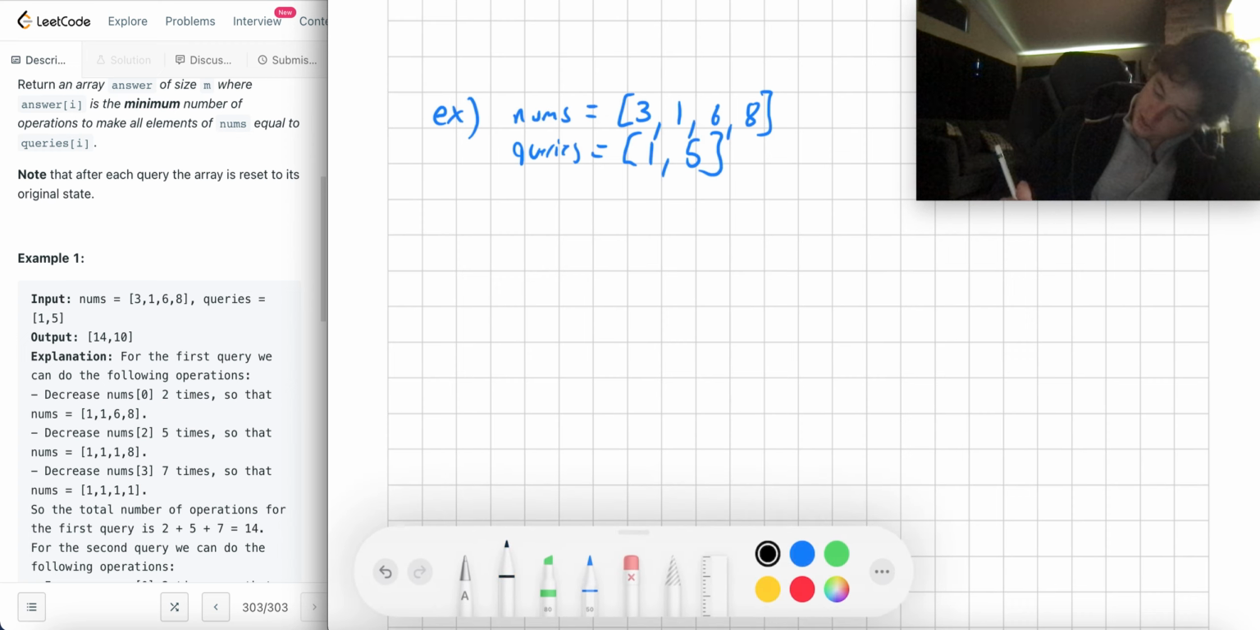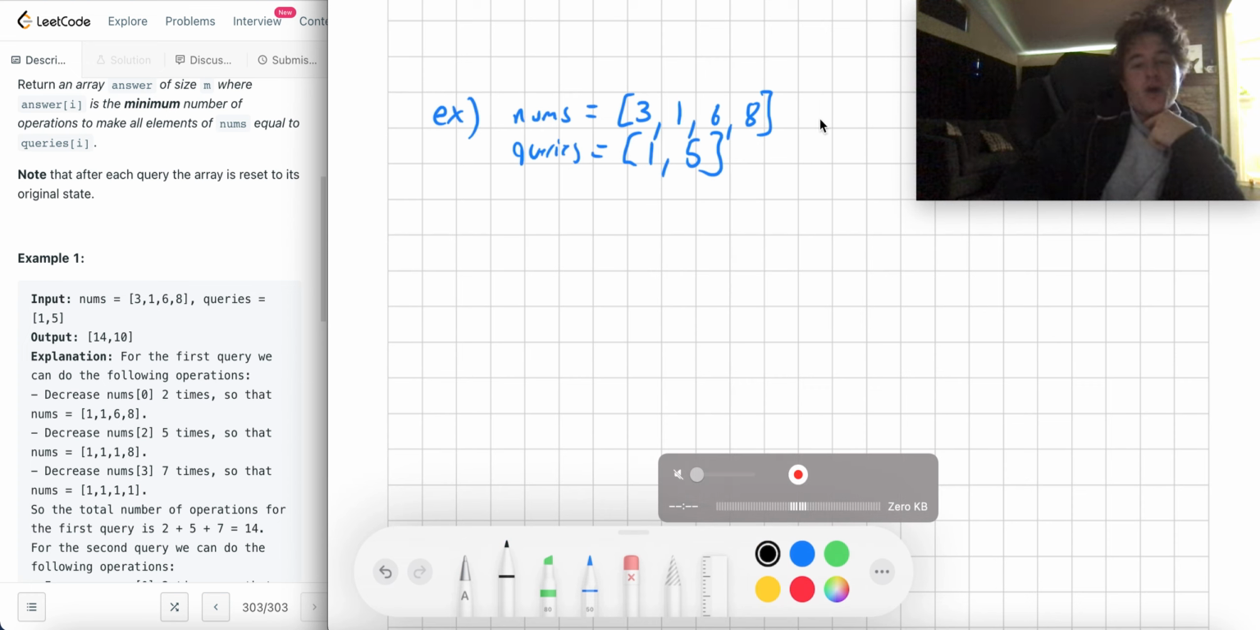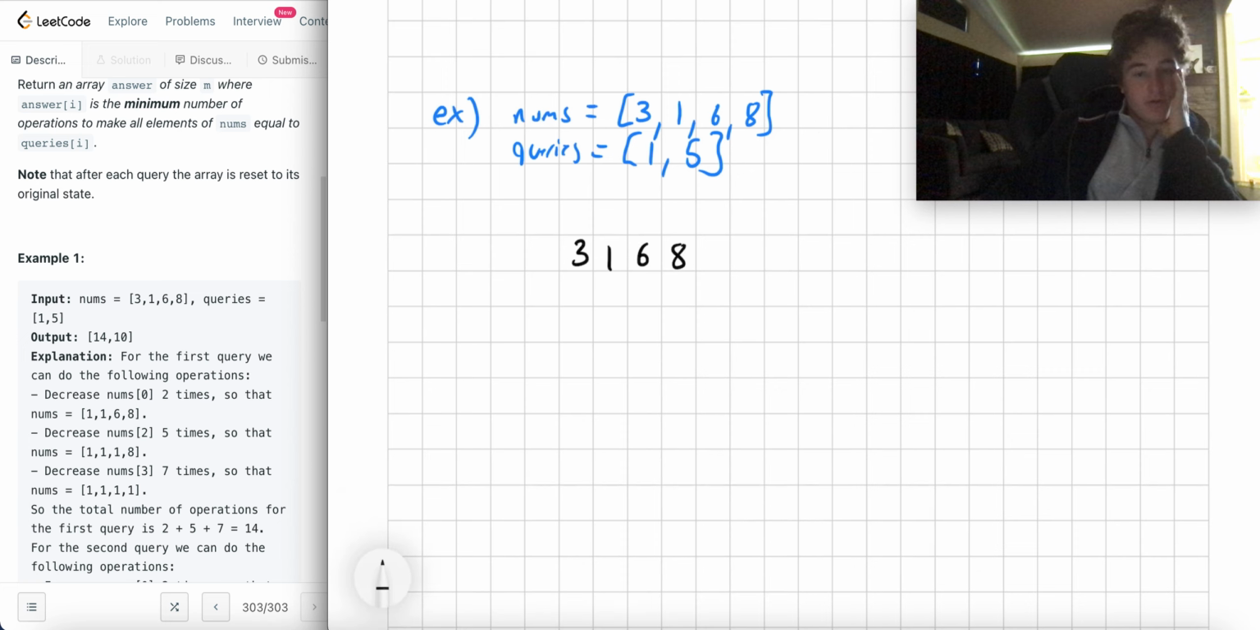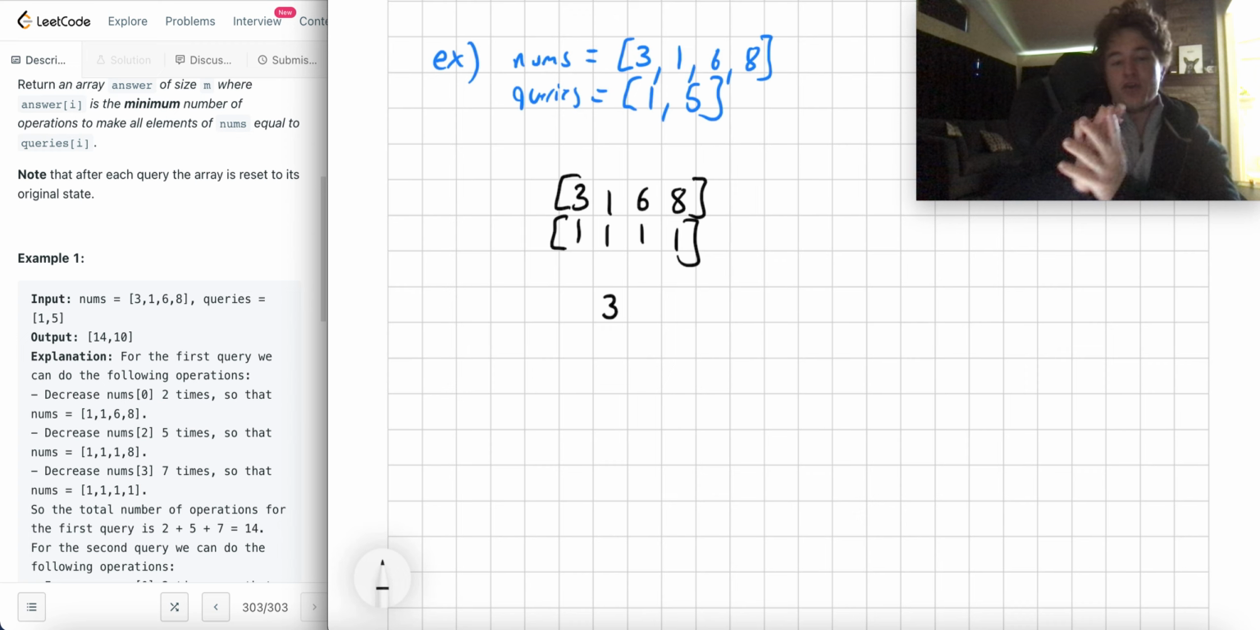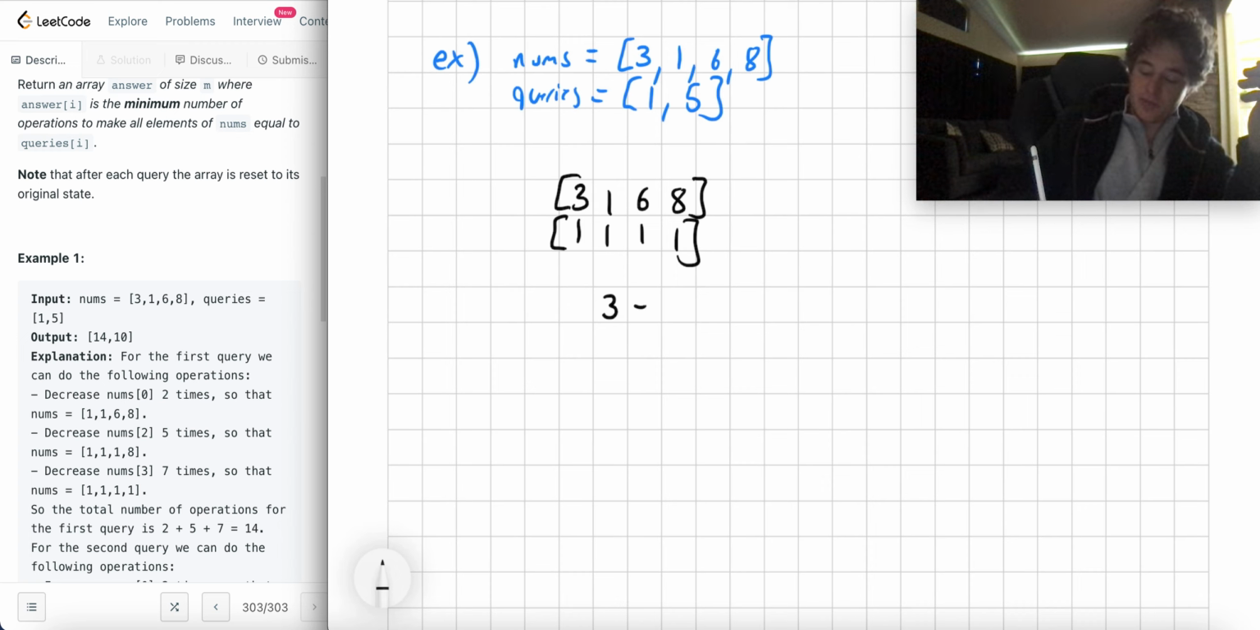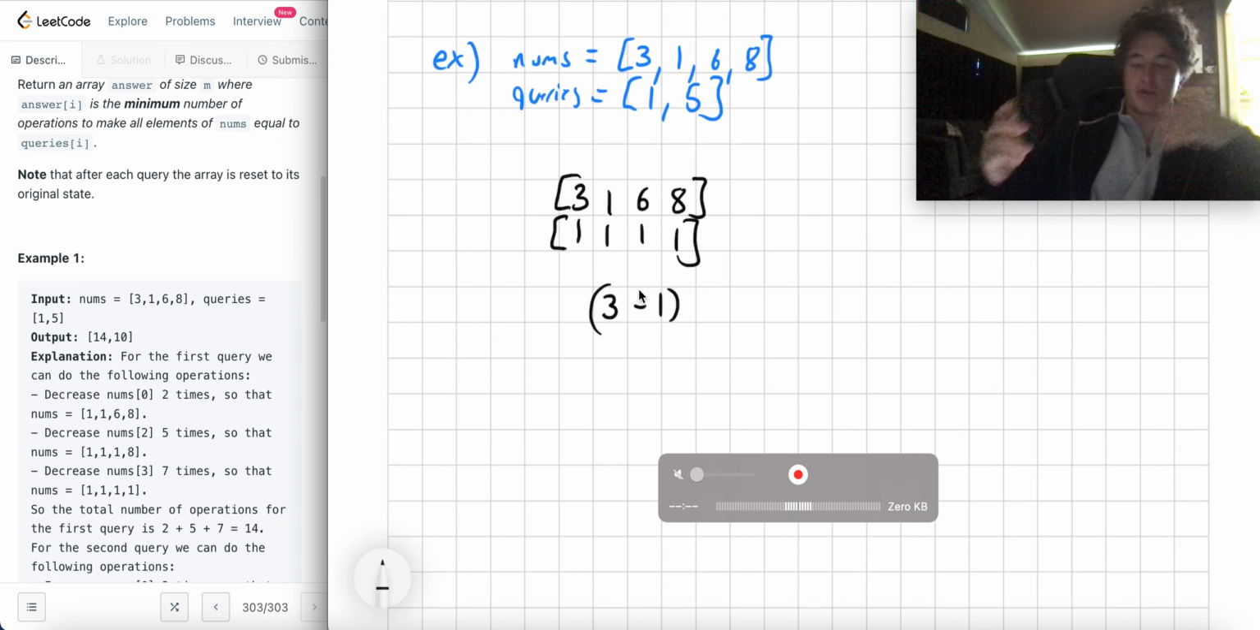So the way that this works is, what do I have to do to nums to turn them all into 1? I'm going to have to take 3, 1, 6, and 8, and turn them all into ones. So this is what I'm given, and this is the result. In order to turn 3 into 1 by decrementing by 1, it's just the delta, the difference between 3 and 1. To turn 3 into 1, I need to go 2 steps. So that's 3 minus 1.